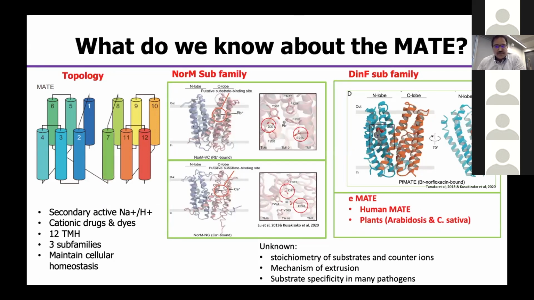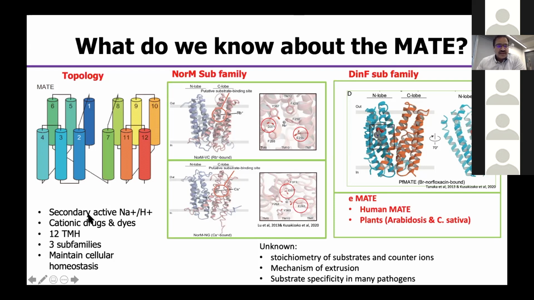So what are MATE transporters? MATE transporters are secondary active transporters. They use either sodium or proton, so they are energy dependent transporters. These energy dependent transporters were first characterized during the 1970s, and then later in the 1990s, people identified the RND transporters, which I mentioned, the tripartite complex. These MATE transporters transport cationic drugs, dyes and a variety of molecules. And these transporters play a major role in cellular homeostasis. They transport all kinds of toxic chemicals.